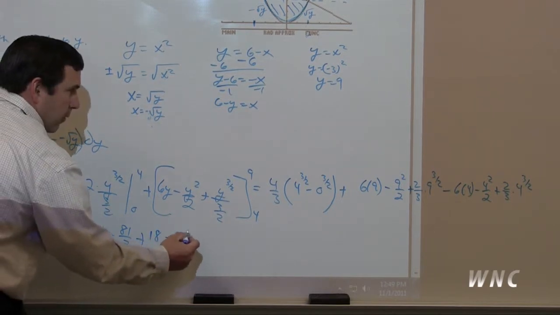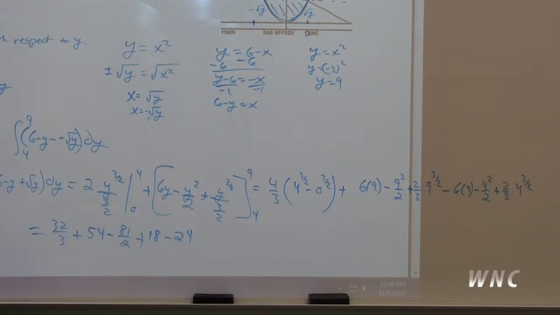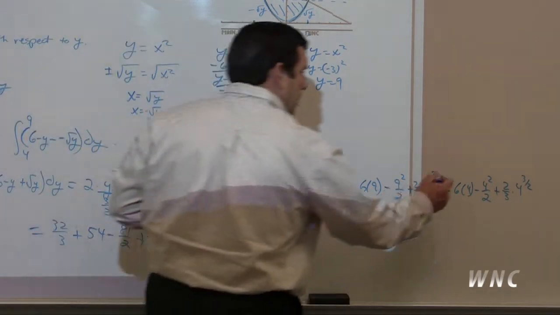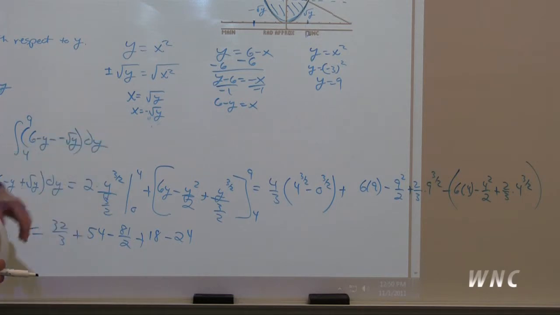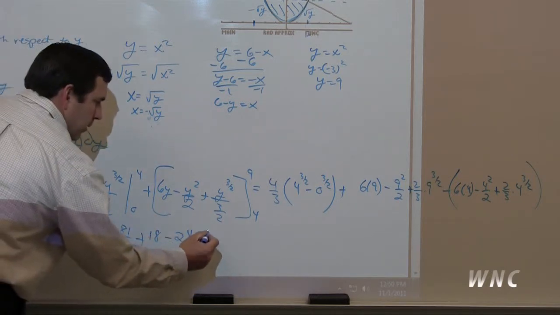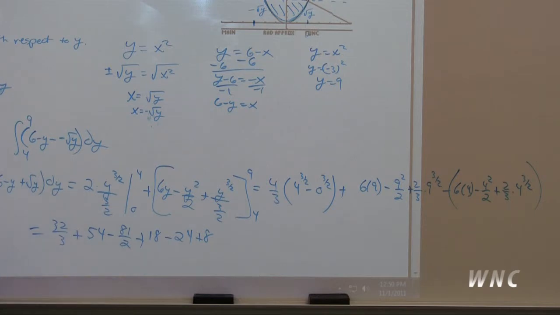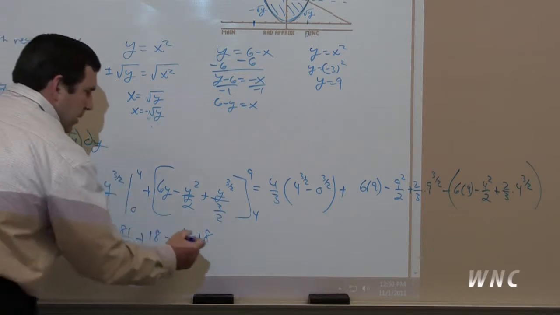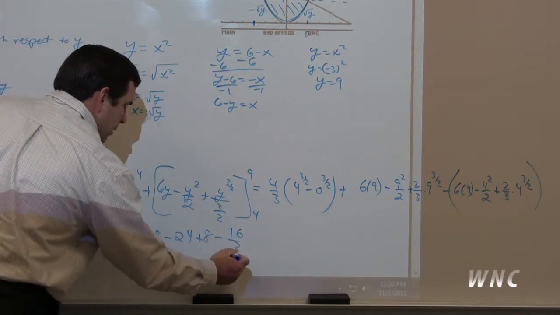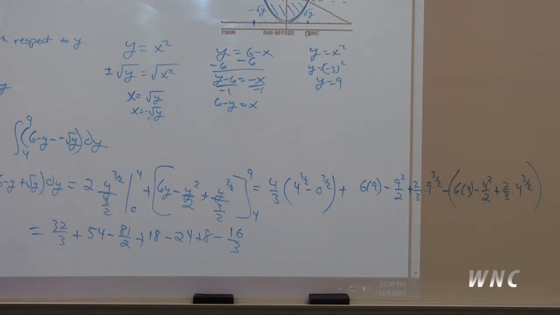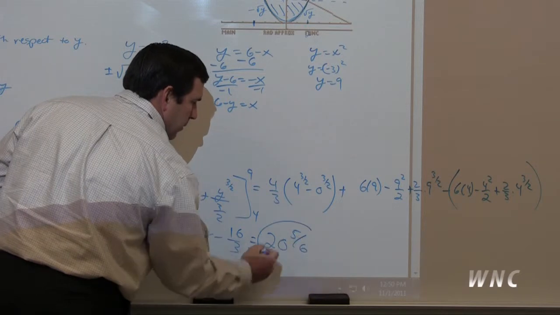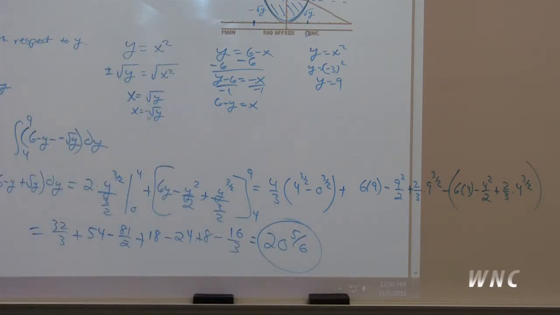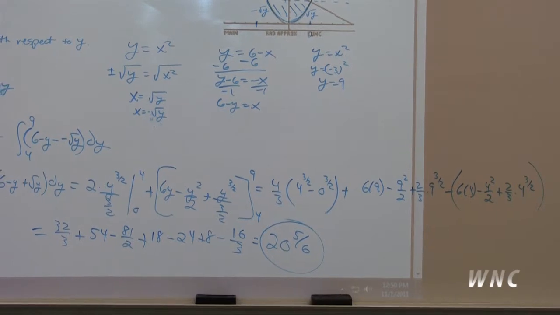We have a minus 24. So minus 24 minus negative makes it plus 16 over 2, which is 8. And then the square root of 4 is 2. 2 cubed is 8. Times 2/3 is 16/3. So minus 16/3. All this comes out to be, again, 20 and 5/6. Same answer. So that would be integrating with respect to y.